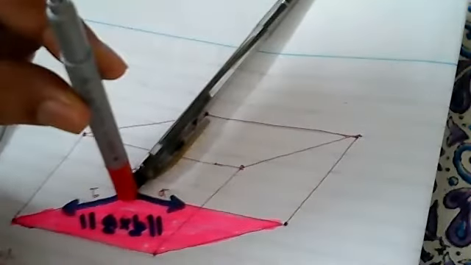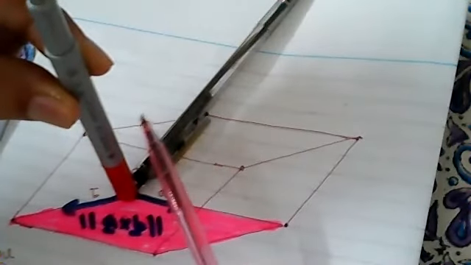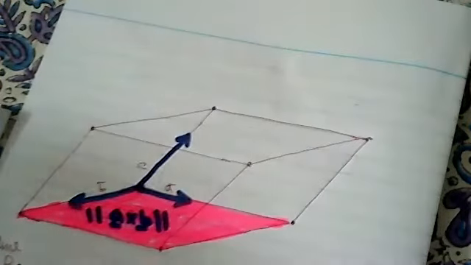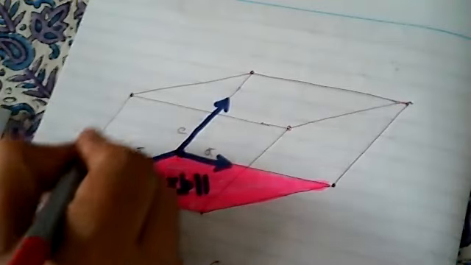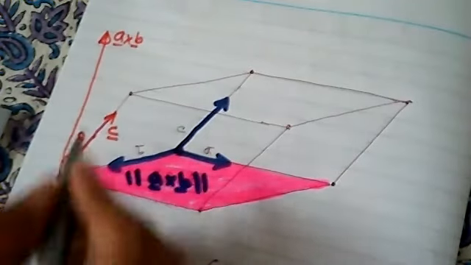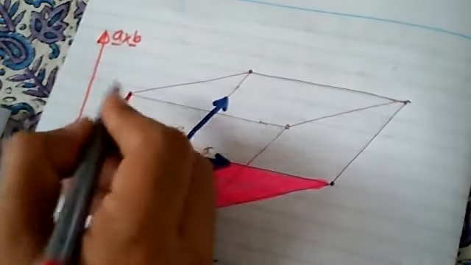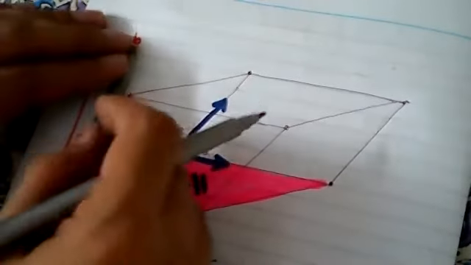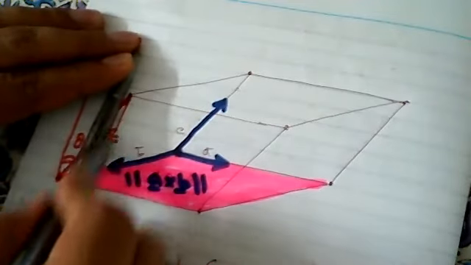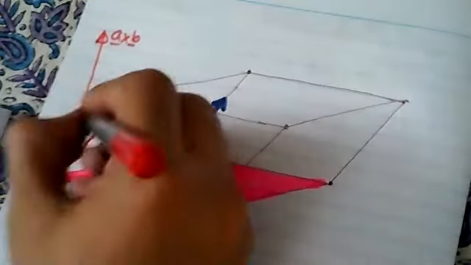So there is an angle theta between A cross B and C. If I represent a vector parallel to C here, this is C, and this will be the normal to the plane, A cross B. There is an angle theta between C and A cross B. If you draw the perpendicular from this point in this plane, this is the vector C, and this is the perpendicular height.